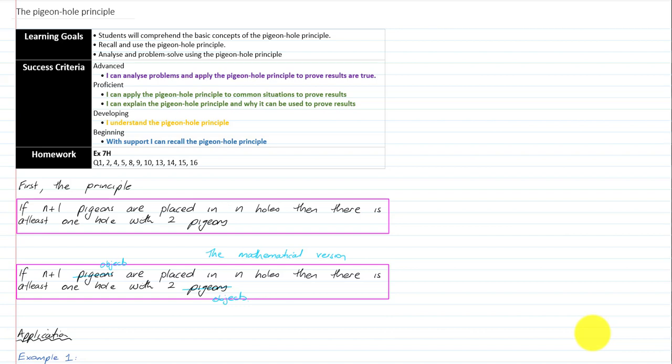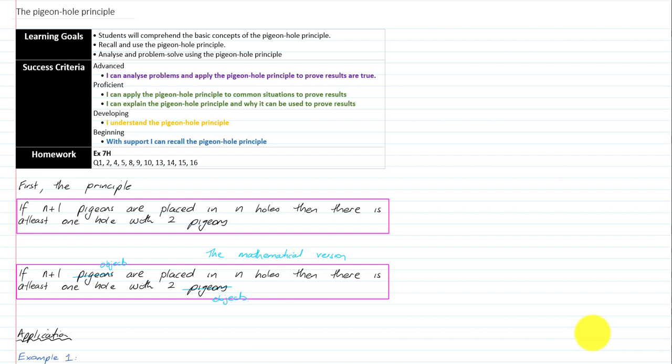So, firstly, the idea of the pigeonhole principle. If n plus 1 pigeons are placed in n holes, then there's at least one hole with 2 pigeons. That's the concept. So the concept is that if you have spaces to put something and a certain amount of objects to put in them, then we can mathematically work out the minimum number of things that must be in at least one of the holes.